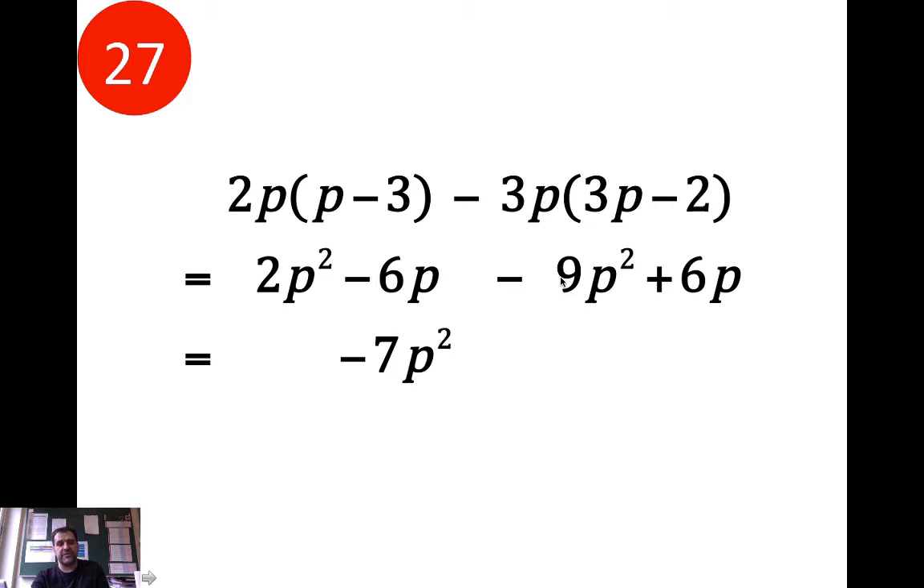So looking at the p squareds, I've got 2 of them here but minus 9 of them here. So 2p squared together with minus 9p squared makes minus 7p squared. And now looking at the p's, I've got minus 6p here and plus 6p here. So they cancel each other out and the p's disappear. So I'm just left with minus 7p squared.